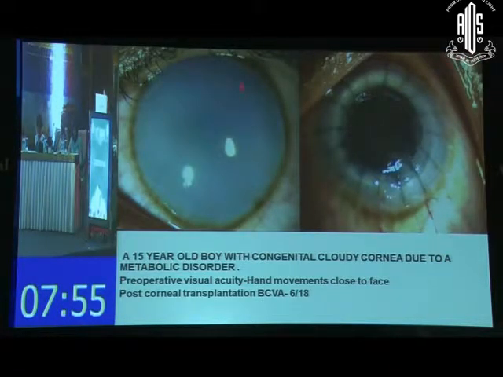We do get cases at times which have diffuse ground glass appearance and have been diagnosed. This case was diagnosed as CHED and referred to me, but on closer evaluation we found that the child actually had mucopolysaccharidosis, it was basically a case of Hurler's syndrome. So see everything in totality. This is the same case after doing the DALK, and one could get the vision restored to 6/18.